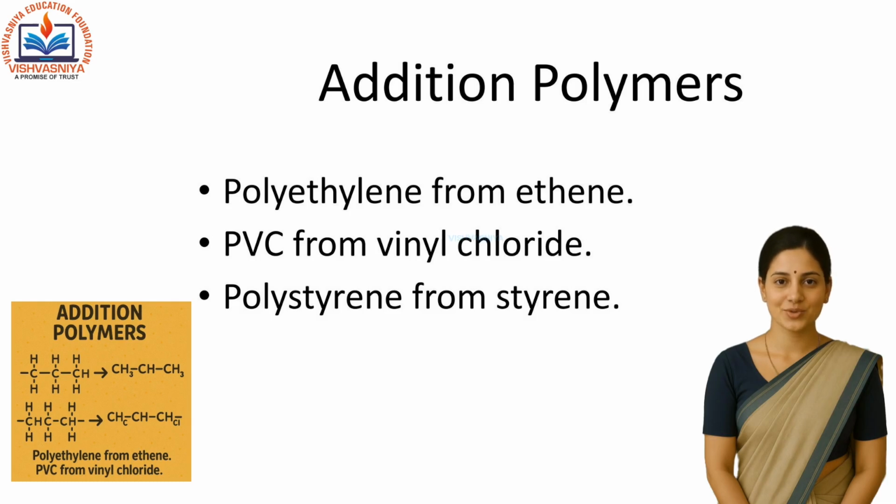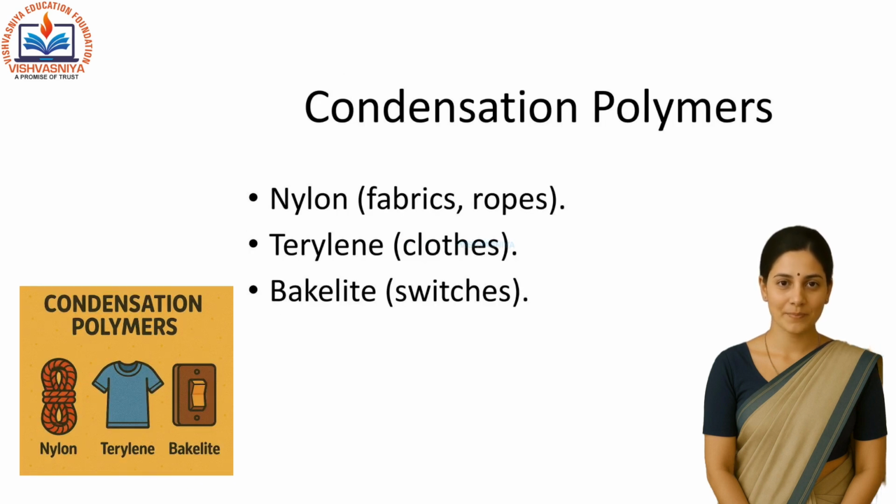These polymers are used in making plastics, pipes, packaging, and containers. Condensation polymers are formed when monomers join with the elimination of small molecules like water or methanol. Examples are nylon, used in ropes and fabrics; terylene, used in making clothes; bakelite, used in switches and handles. So, addition polymers involve no byproducts, while condensation polymers always release a small molecule.